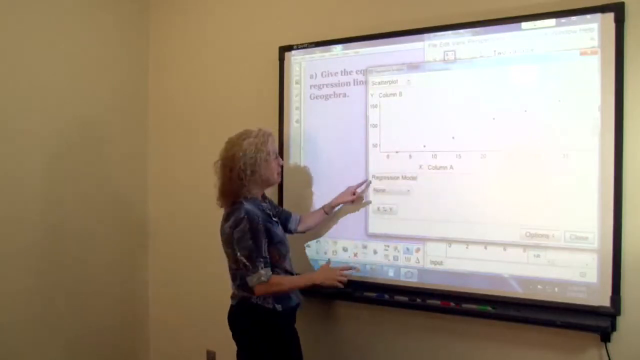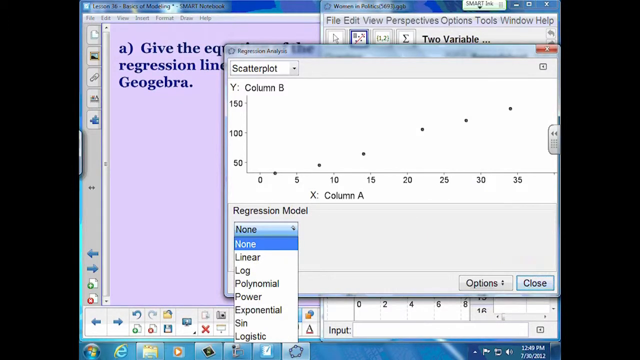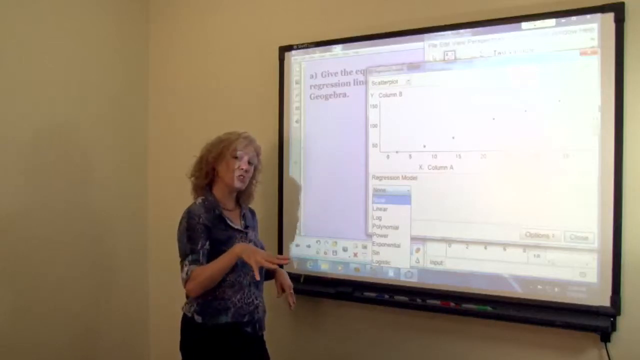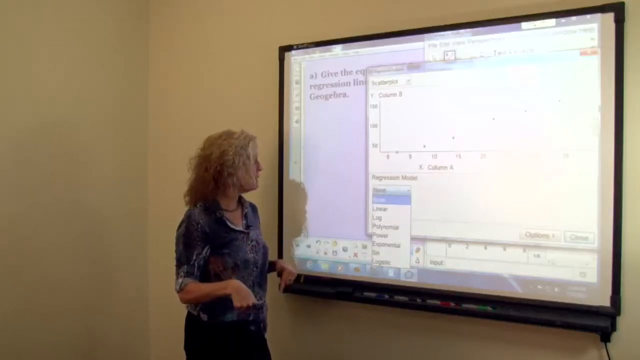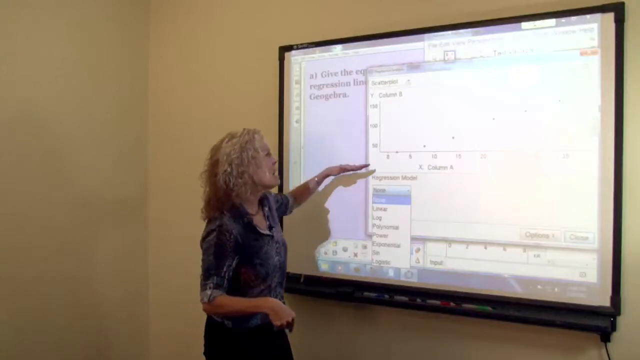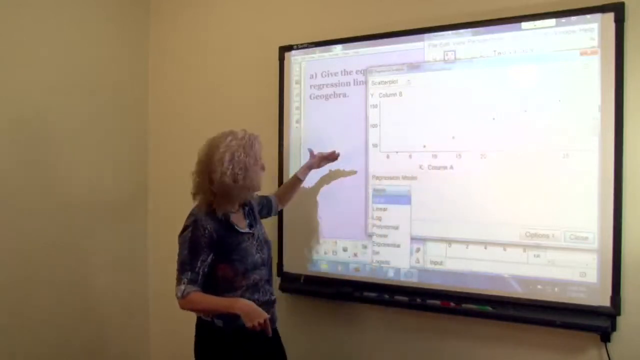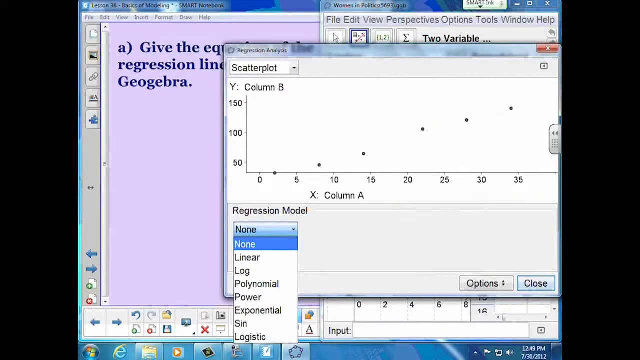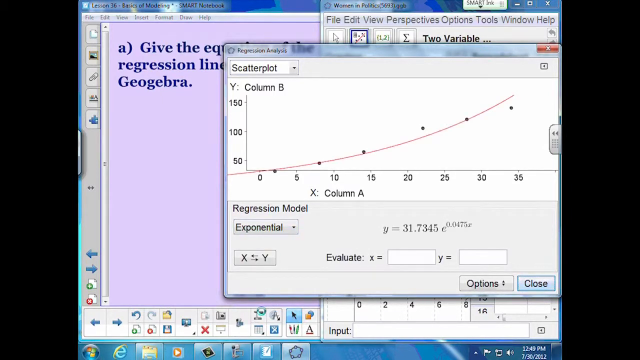But here's what you love. I've got a drop-down menu here for a regression model, and this is where you need to know about your parent functions, like we were practicing at the beginning of this lesson. As I look at this plotted data, do I think that it should be a logarithmic model, a polynomial, a power, an exponential? I mean, actually exponential is not terrible in that case. And what I love is you can just try them.